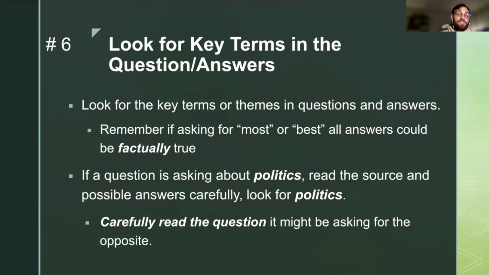So for example, if a question is asking about politics, read the source carefully and look for something in there that might indicate politics.